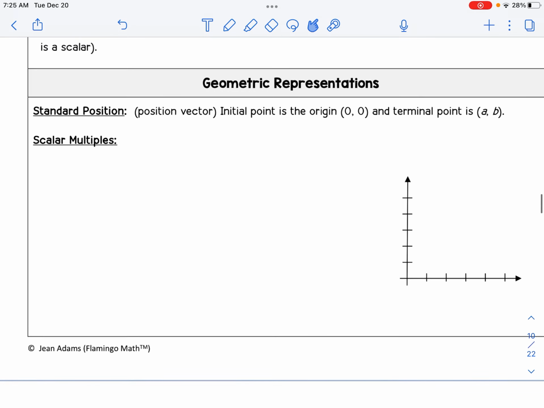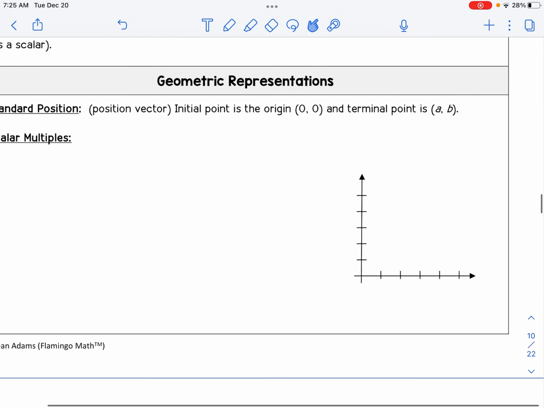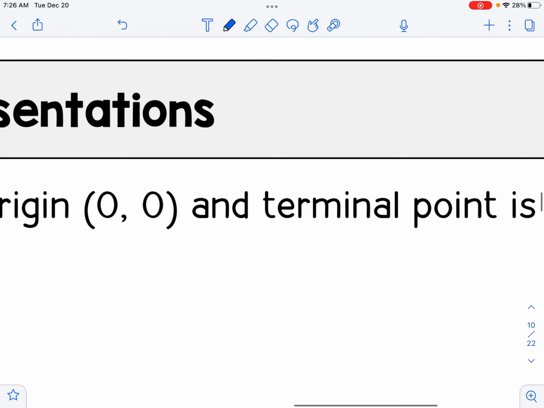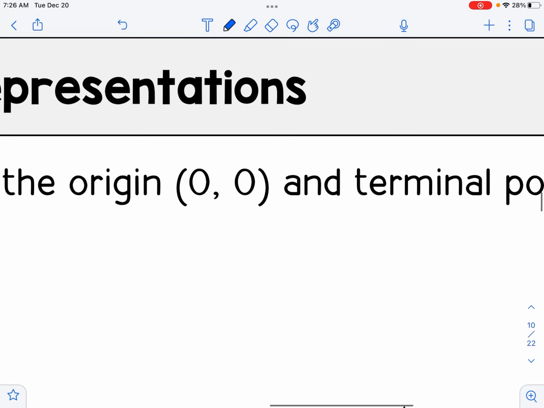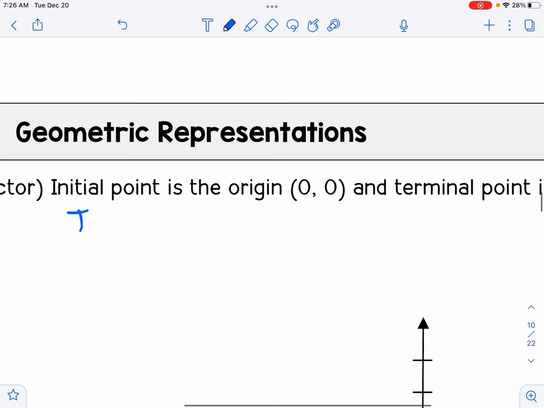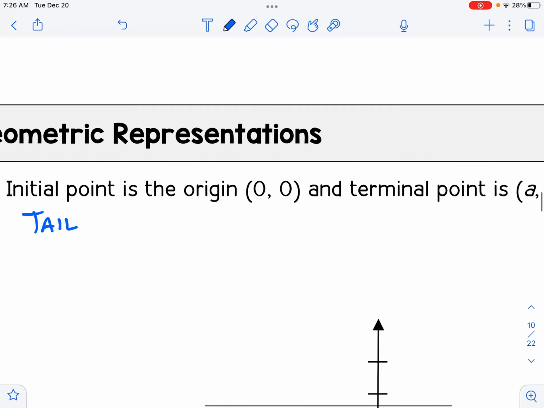All right, so geometric representations of vectors. A vector in standard position means that the initial point of the vector is at 0, 0, and the terminal point is at whatever coordinate or point is designated. So again, the initial point, you'll also hear that called the tail, and the terminal point, you'll hear that called the head of the vector.